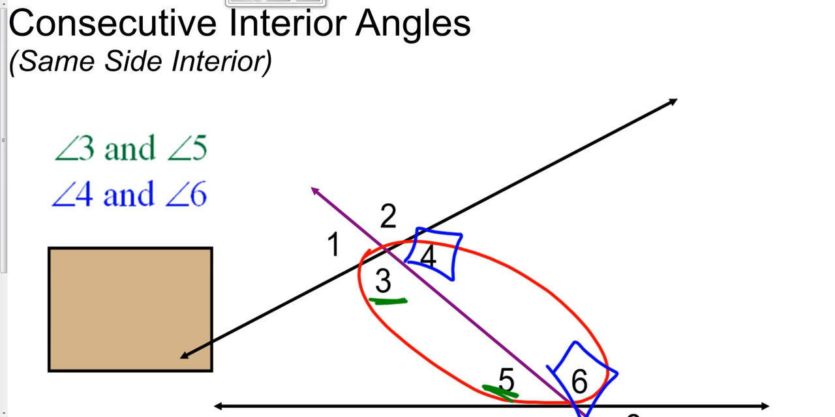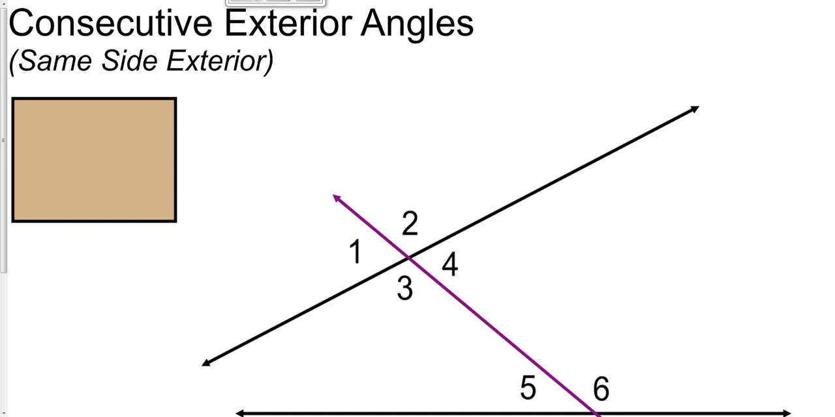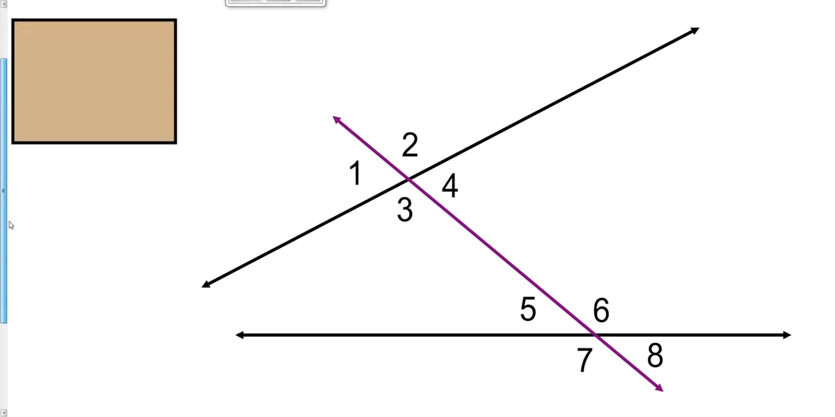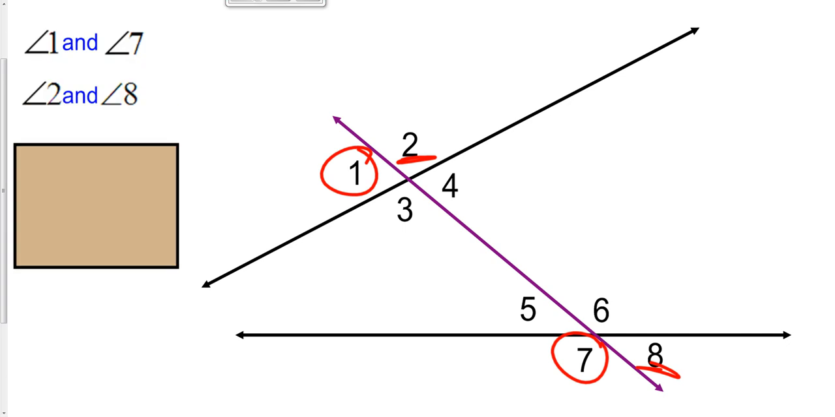And then again, with alternate interior, alternate exterior, same side exterior is going to be when they're on the same side but on the outside. So angle 1, angle 7 are on the same side and they're on the exterior. Angle 2 and angle 8 are on the same side and they're on the exterior. 1, 7, 2, and 8. So those are the new terms that we are going to be using in this lesson.